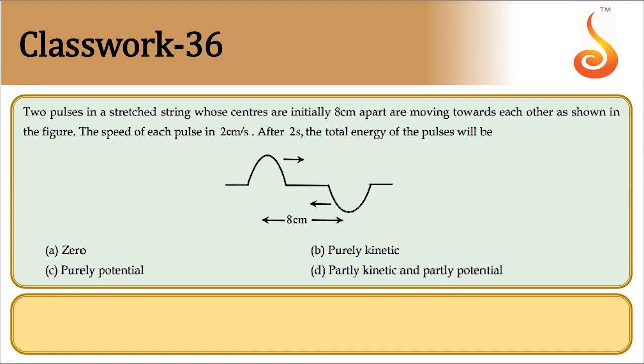See, after 2 seconds, each will cover 2 centimeters. So both the centers of the two pulses coincide. So the wave becomes this way. This will be the case, right? There'll be a complete loop. So the total energy of the pulses will be purely kinetic because all the particles are vibrating, nothing is at rest. So the entire energy is kinetic energy. So it must be option B.